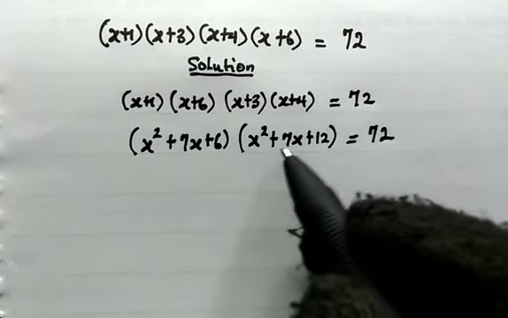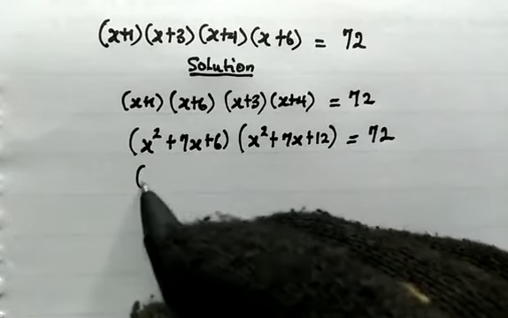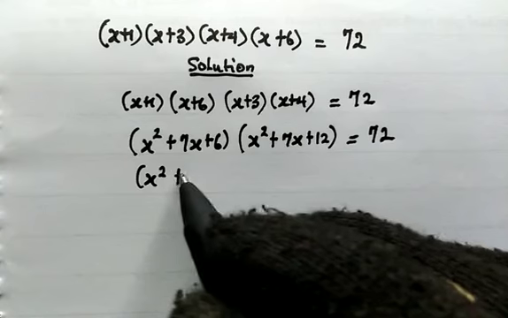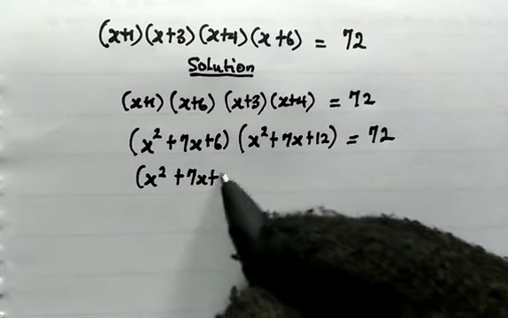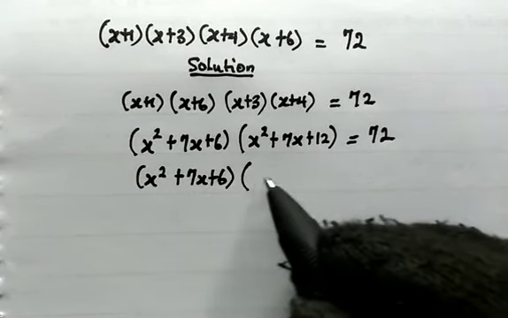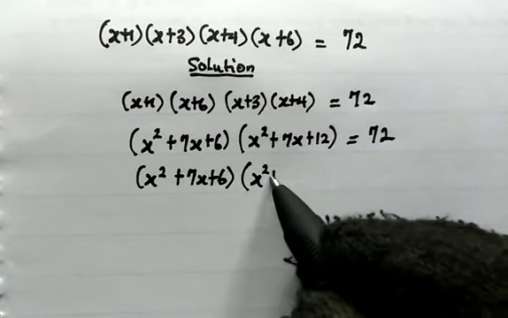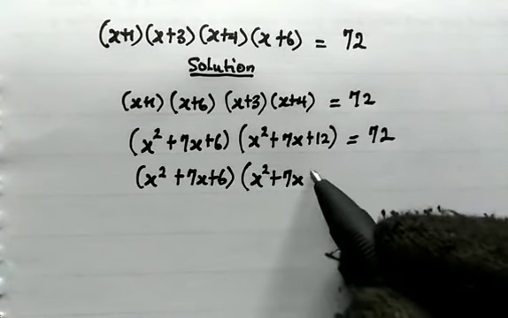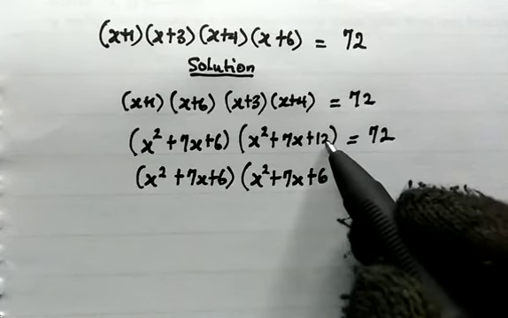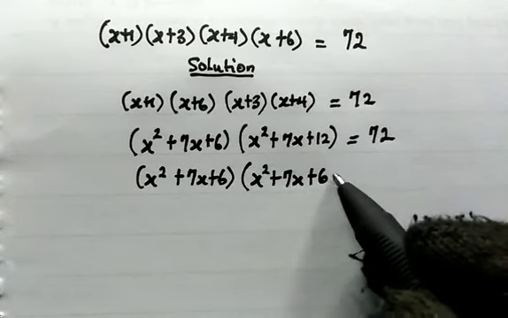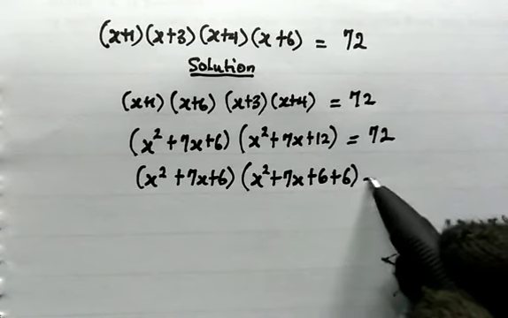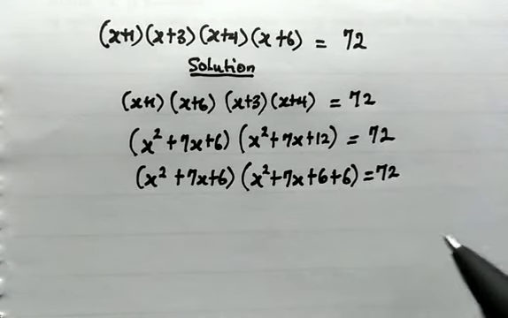Now in the second bracket, I can rewrite it. So we have here x squared plus 7x plus 6, then here we have x squared plus 7x plus 6. Remember, this 12 is the same as 6 plus 6. And then this is equal to 72.